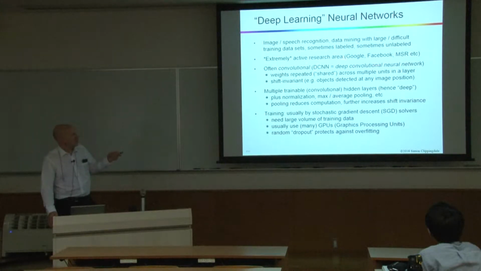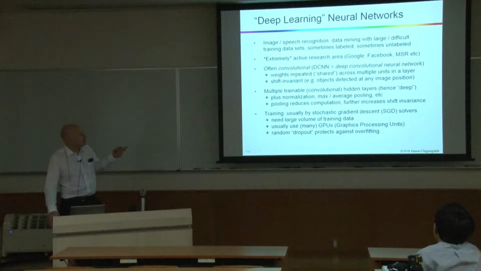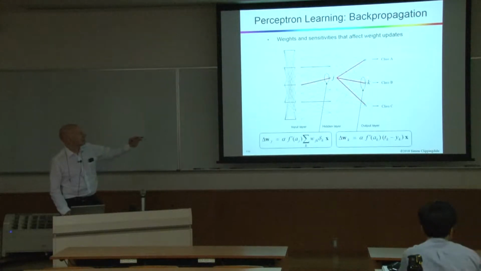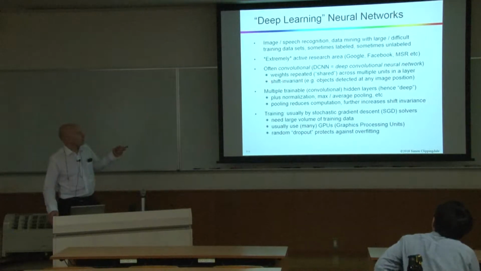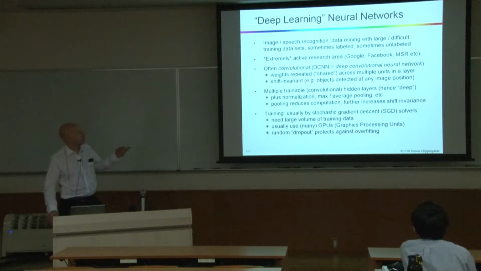Deep convolutional neural networks are the flavor of the month here. They're called convolutional because essentially what each unit's doing is a convolution between the input and the weight vector. Weights are repeated, that's to say shared across multiple units in a layer. So the weight vector of this unit and the weight vector of this unit may be the same. That makes it shift invariant, which is useful for things like detecting the same object at any position in the image.